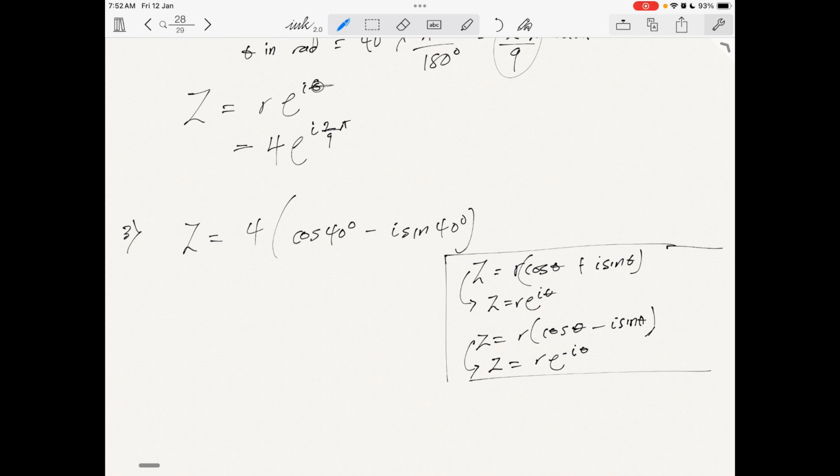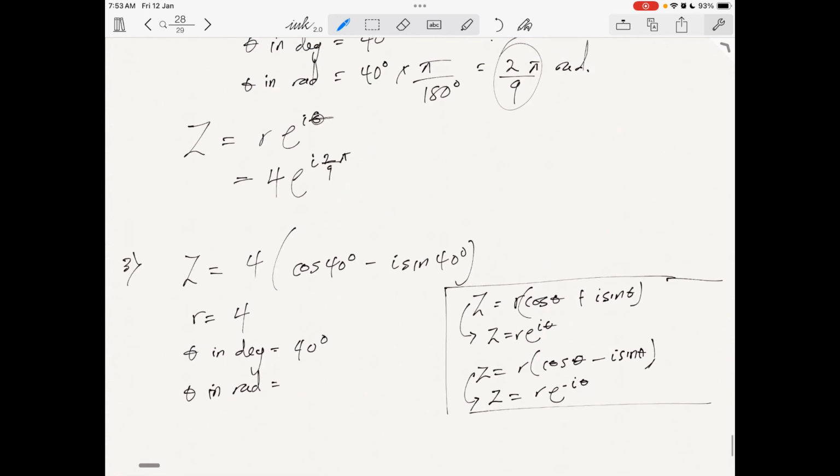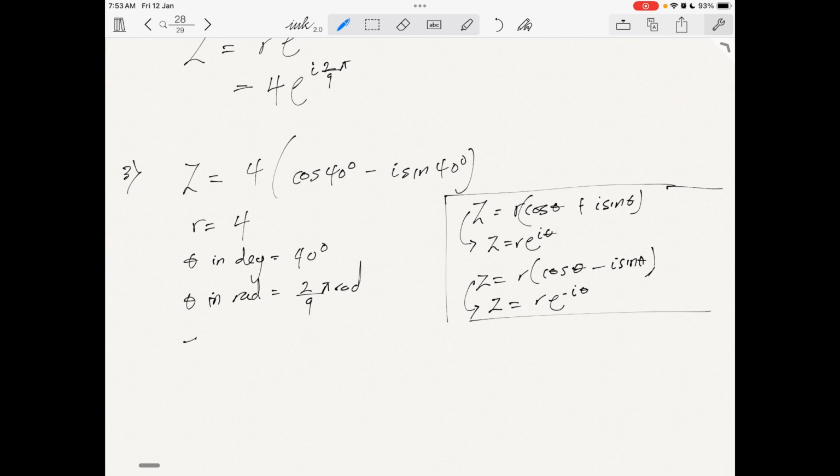Okay, so we are saying our r is equal to 4 here. Our theta in degrees is equal to 40 degrees, and our theta in radians, we've calculated it here, is equal to 2 over 9 pi radians. So in essence, we are saying that our z in exponential form is equal to r exponential minus i theta because of this negative sign here. So z will be equal to r, which is 4, exponential minus i, and theta, which is 2 over 9 pi.